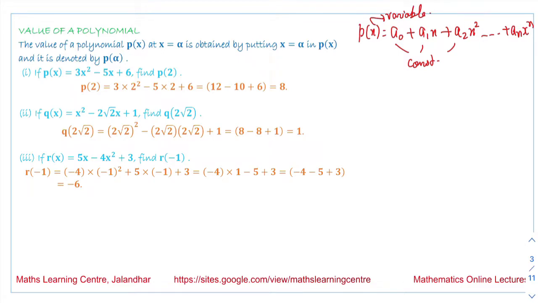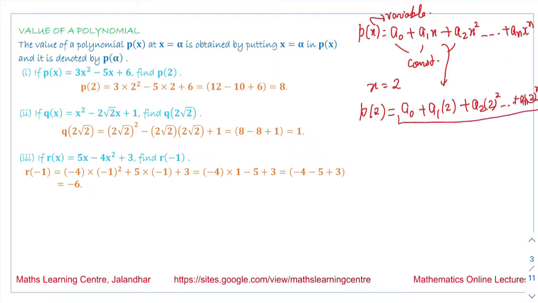Now if we give any particular value to this variable, suppose I say x is equal to 2, then in place of x we write 2, so this polynomial will change to a0 + a1 into 2 + a2 into 2², and so on up to an into 2ⁿ. When you solve this, a0, a1, a2 are all constants, so you will get a numerical value, and that is called the value of the polynomial at 2.